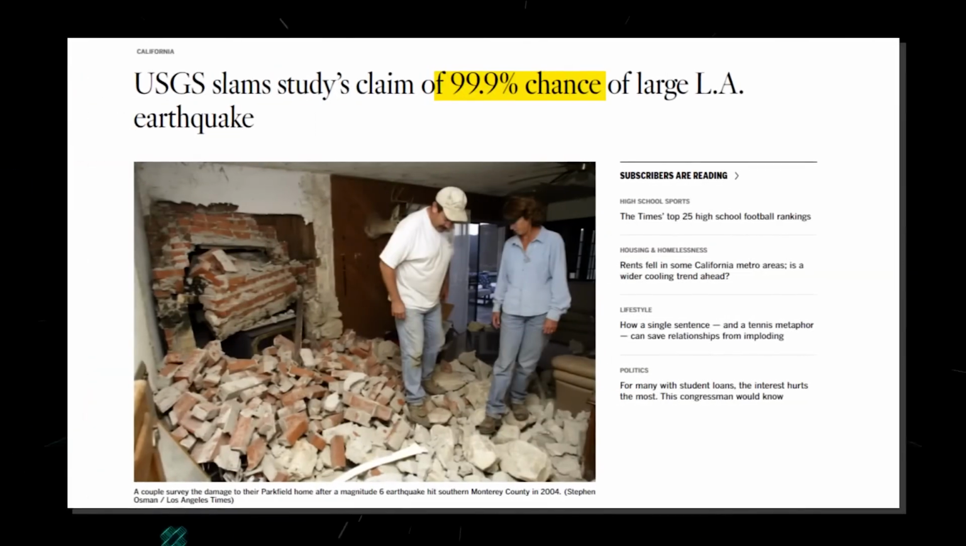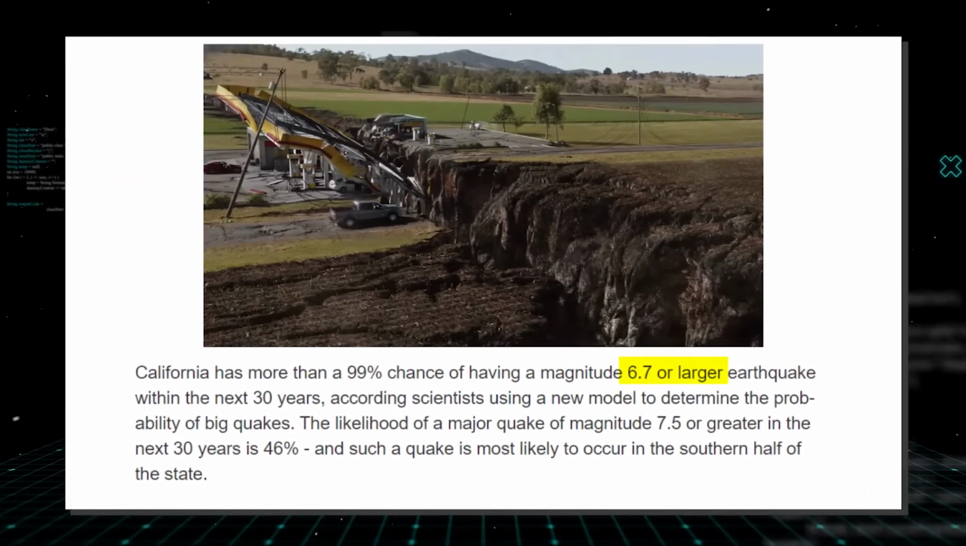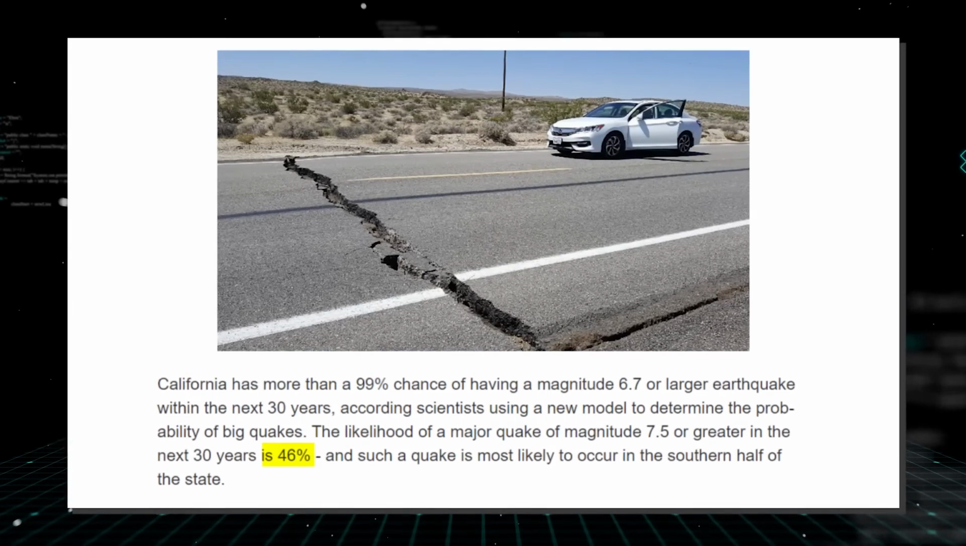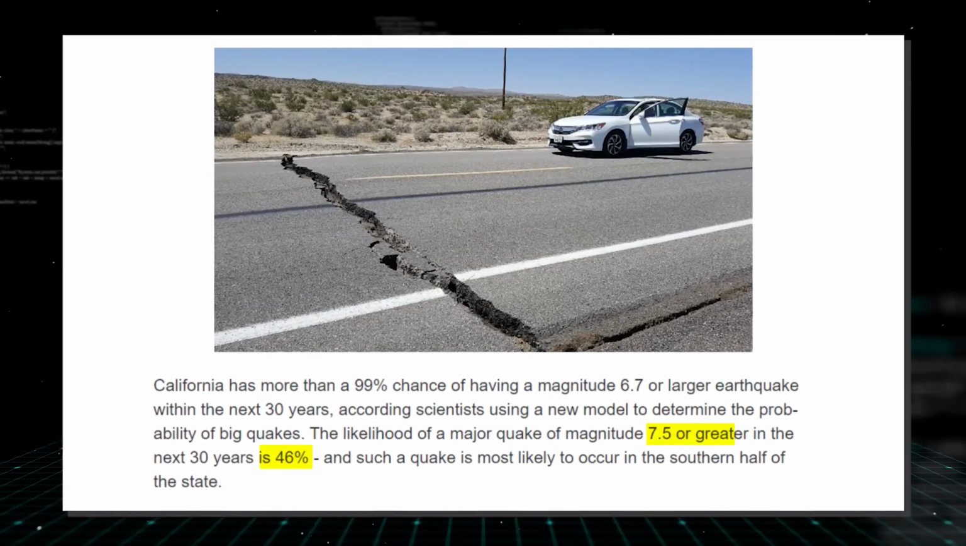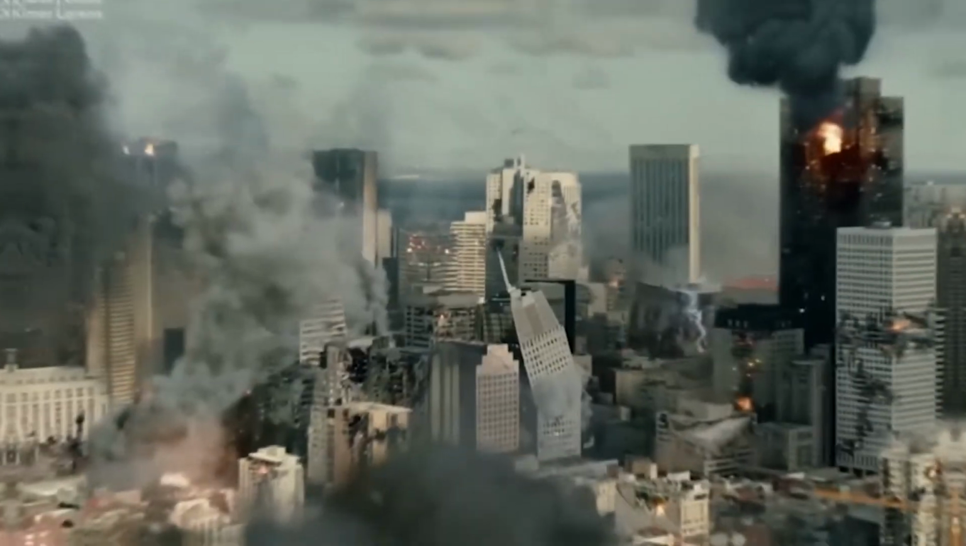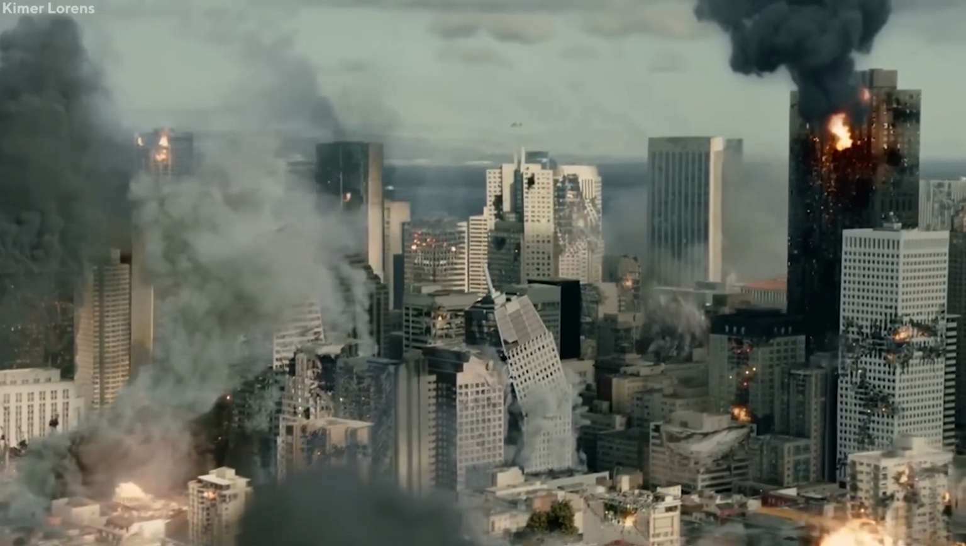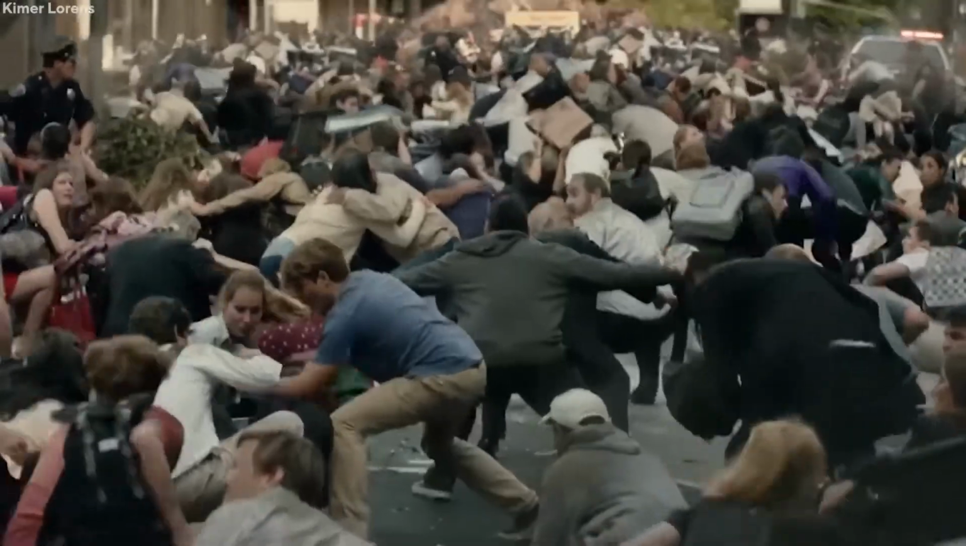That in the upcoming 3 decades, there's a 99% chance of an earthquake of a magnitude 6.7 or greater hitting California. And there's a 46% chance that this earthquake will be of 7.5 magnitude or more. The recent predictions limit the magnitude of this imminent earthquake to 8. Devastation in any case will be a given.